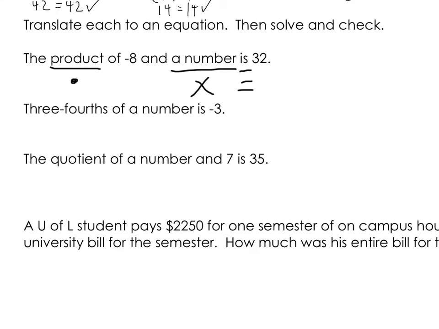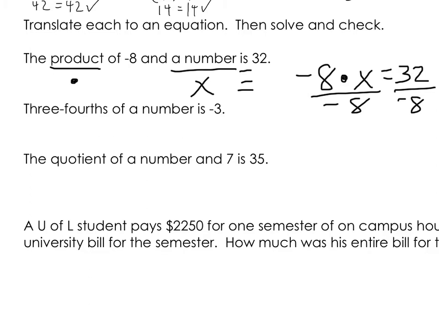So the product of -8 and a number, which we will call x, means equals 32. So what is our solution? We need to eliminate the -8. It's -8 times x. The opposite of multiplication is division. So we will divide both sides by -8.